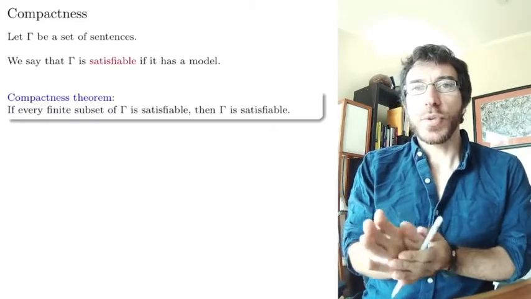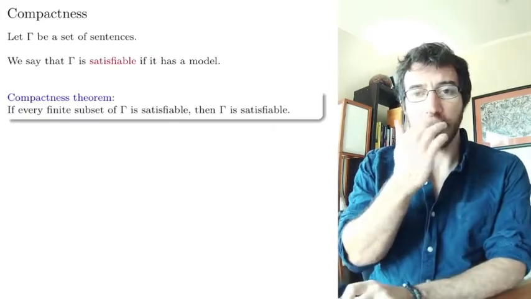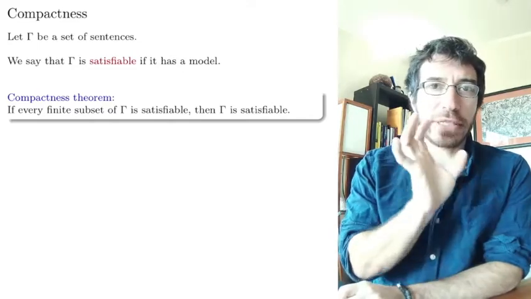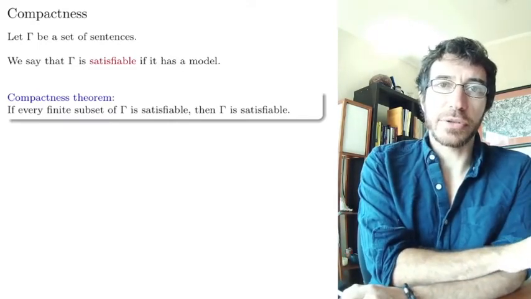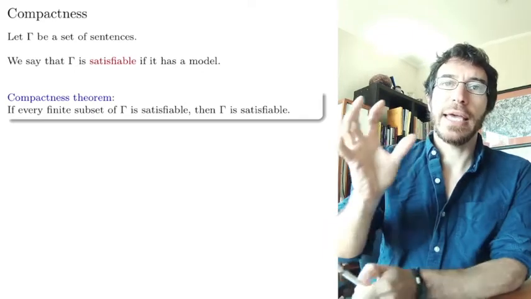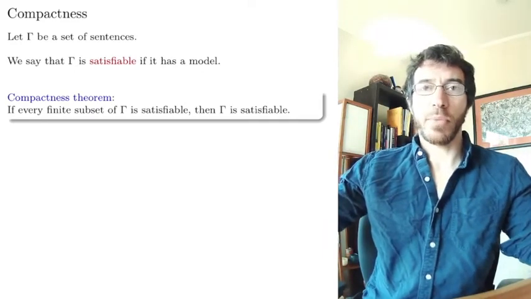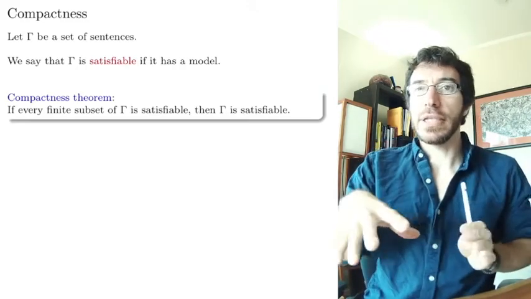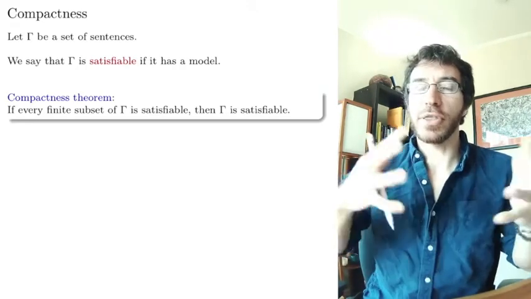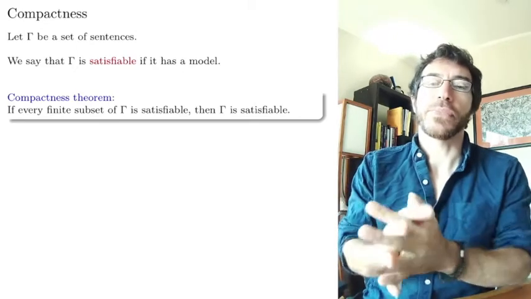All right, let's continue with compactness. So we said, let's review. Compactness says that if you have a set of sentences and every finite subset of it is satisfiable, so has a model, then everything together has a model, right? So even though every finite subset may have a different model, compactness tells us that the whole thing together has some other model.